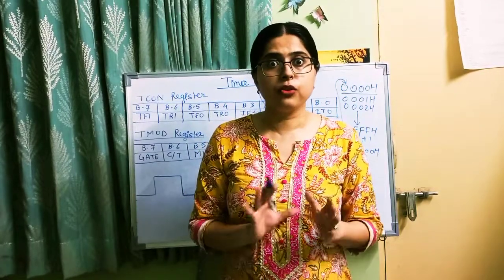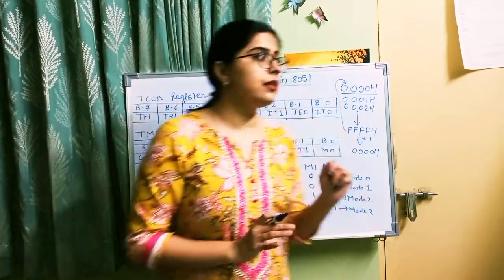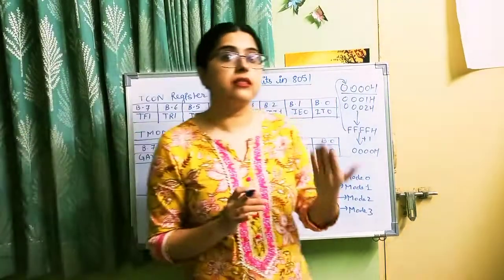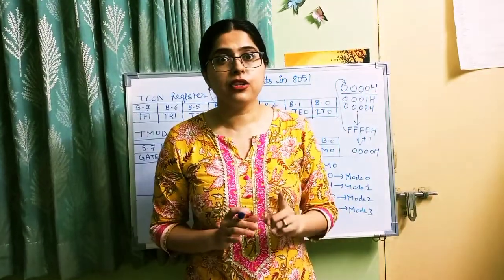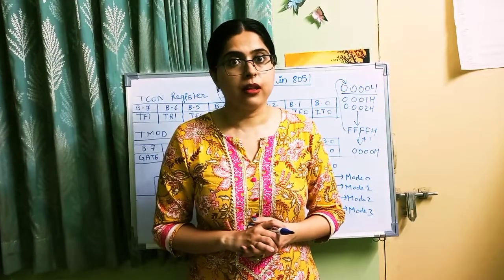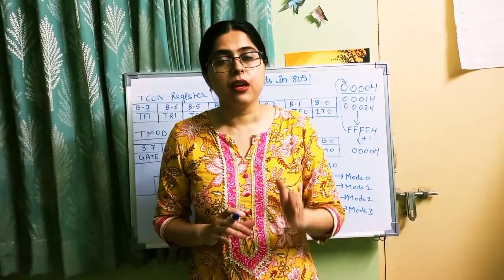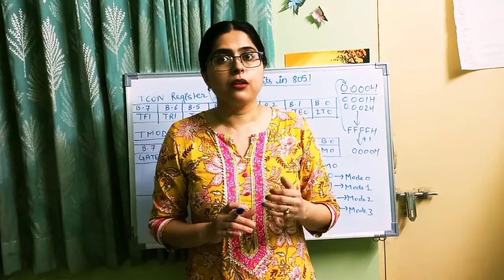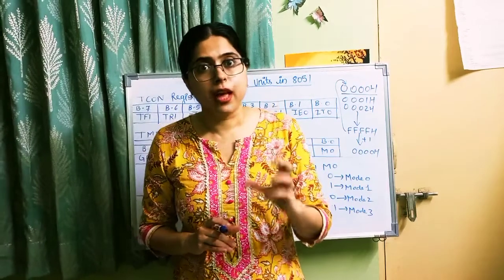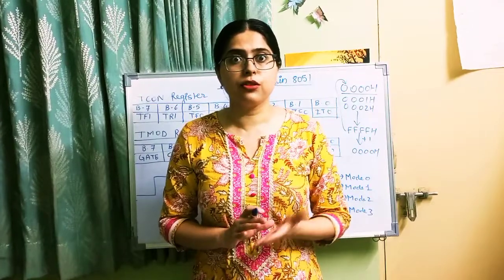When the gating control bit is 0, then only one condition has to be satisfied, that is the TR bit has to be 1. When the timer run control bit is 1, then your timer 0 or timer 1 is enabled. Okay, fine. So these are the differences between 1 and 0 of gate.